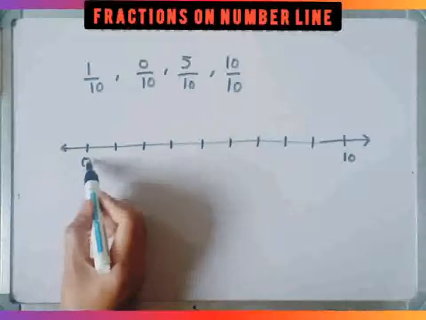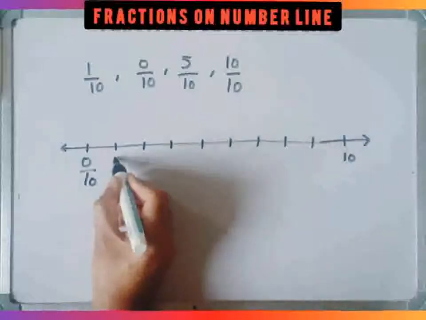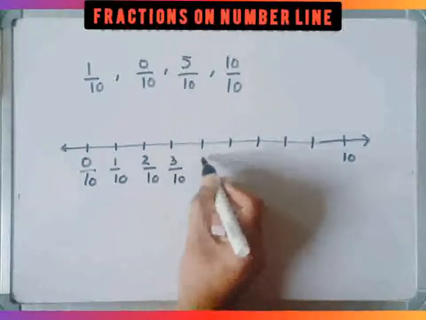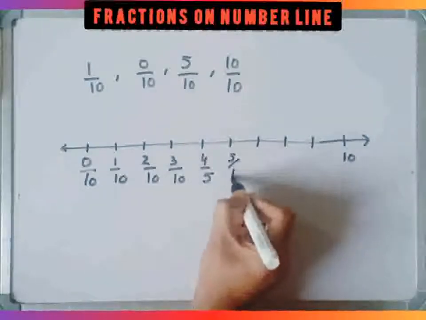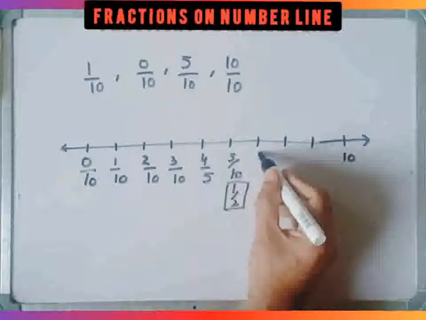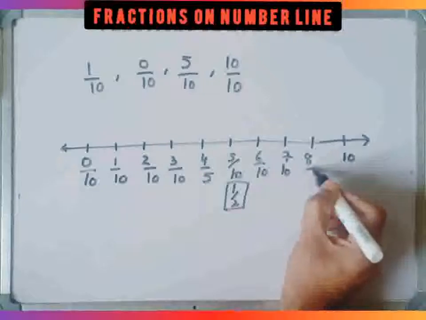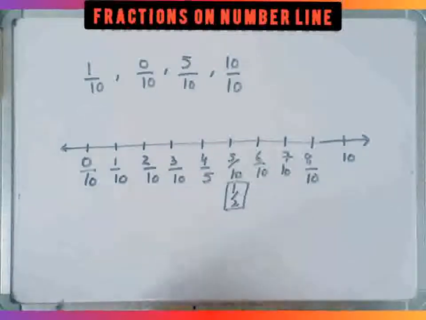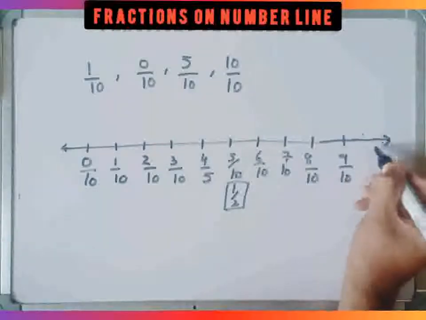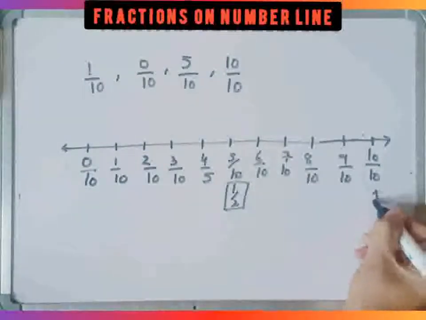So this will be 0 by 10, that means no part out of 10. This will be 1 by 10, right. This will be 2 by 10, and this 3 by 10, this 4 by 10, this 5 by 10. 5 by 10 also means 1/2. This is 6 by 10, this 7 by 10, 8 by 10. This will be 9 by 10, and this will be 10 by 10, right. 10 by 10 also means 1 whole.